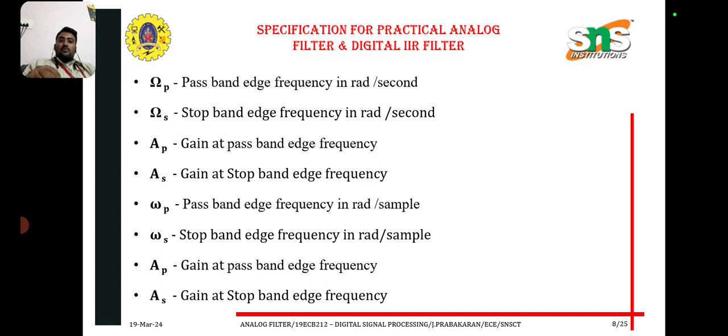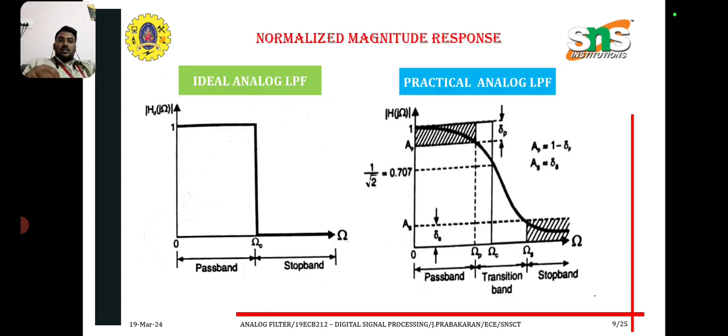Omega p represents the passband, which means digital. Omega p, omega s are frequencies in radian per second. A_p and A_s are attenuation, which means gain. Here you can see the normalized magnitude response.